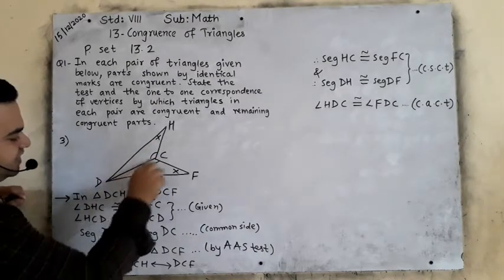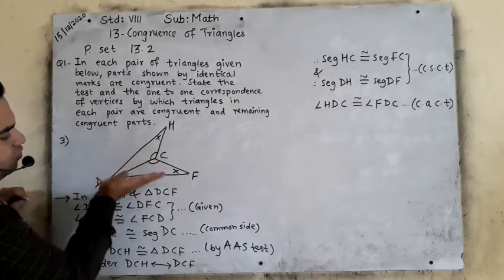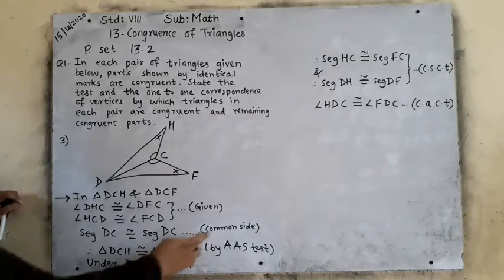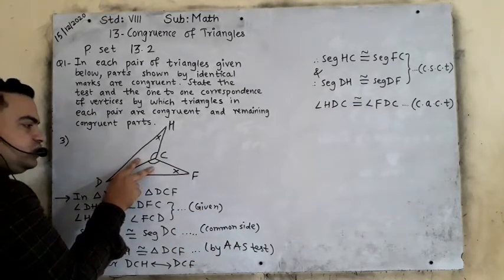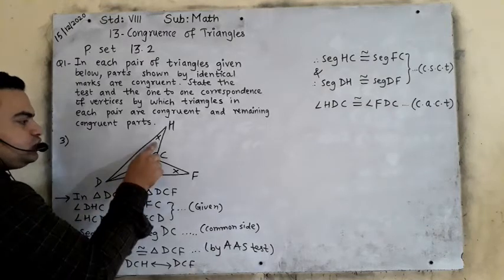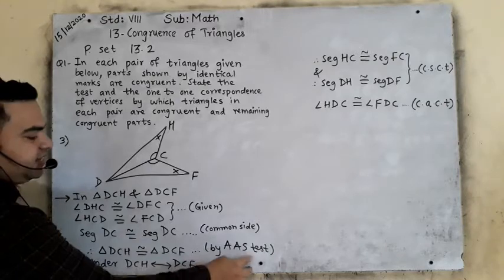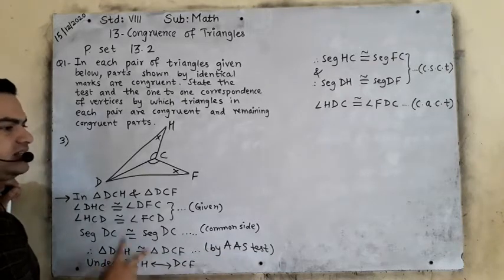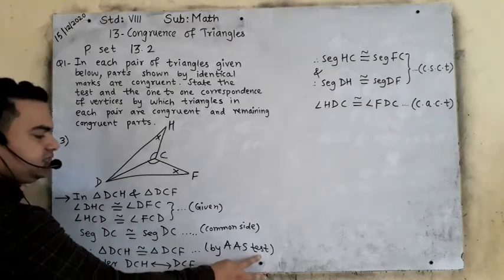See, can you see the segment CD or DC is common in both the triangles? So it is a common side. Therefore these two triangles will be congruent to each other because two angles and one side are congruent. It means angle side test. You will say these two triangles are congruent to each other by angle side test.